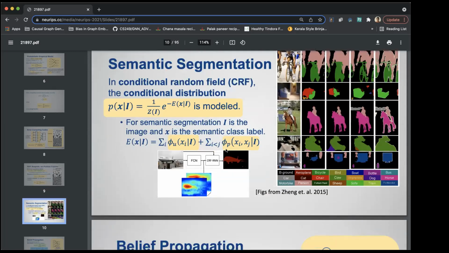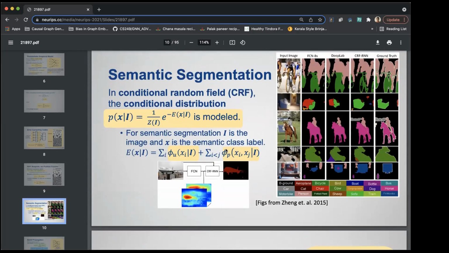So let's take an example of semantic segmentation. We look at a conditional random field. This is the conditional distribution P(x | I), where I is the image. We know that it has this form where we're looking at e to the power of the negative energy of x, the random variables given I, divided by our partition function. For semantic segmentation, there's a bunch of different energy functions that we could use for different tasks.